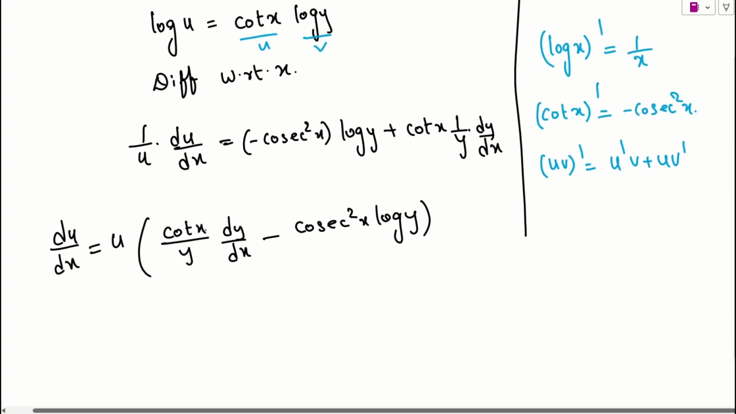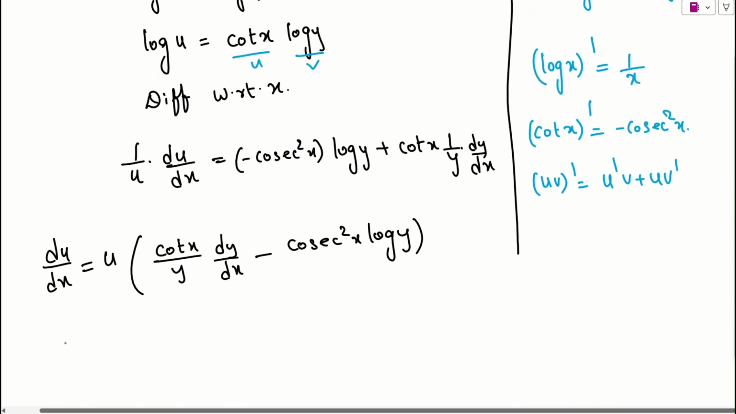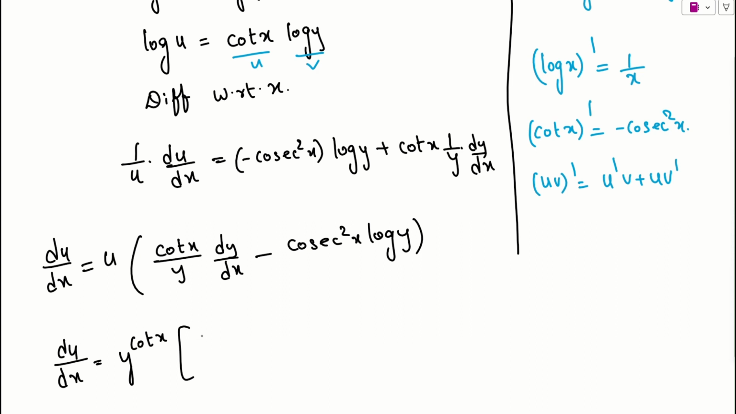Agree? Yes. So what is our u? u is nothing but y power cot x. So I will be applying the same formula here. If I apply the u value, du by dx is nothing but y raised to the power cot x times, this is cot x by y into dy by dx. This is the first term, right?